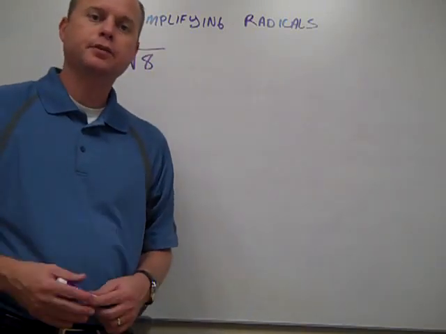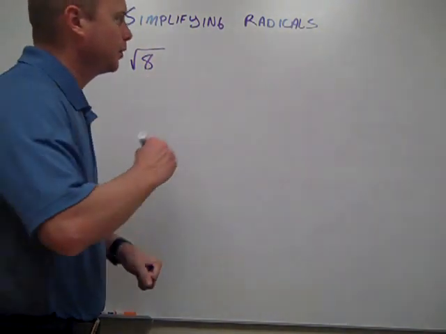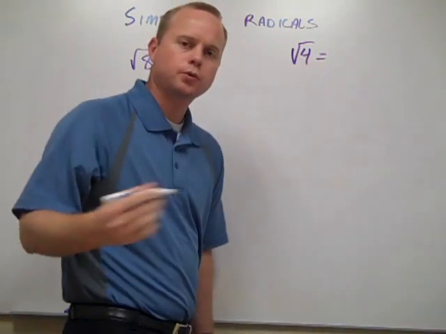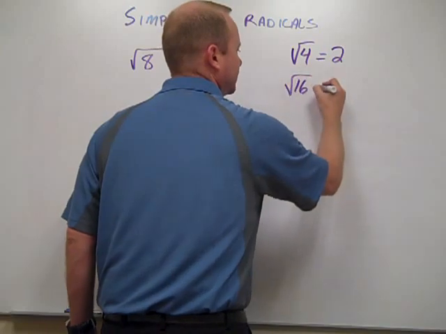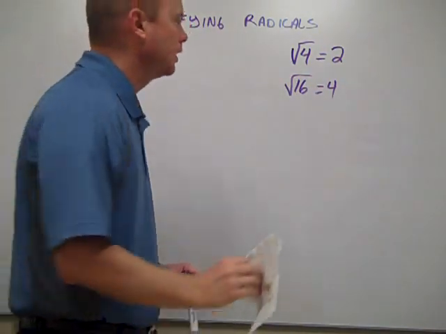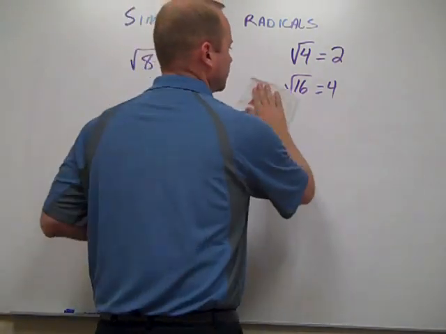I want to review how to simplify radicals. We're kind of familiar with some of these. If we did the square root of 4, we know that the square root of 4 is 2. And we know that the square root of 16 is 4. So we're familiar with some of these already. However, these are nice when they're perfect squares because they come out really nicely as a whole number for us.